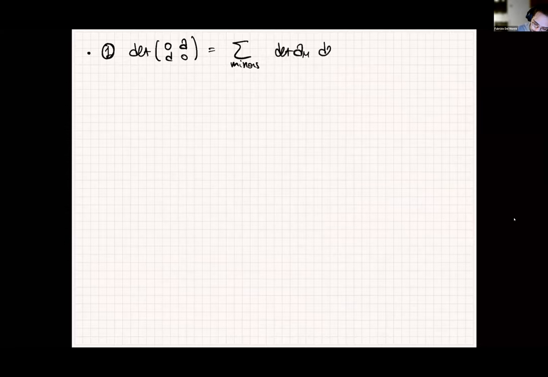Of course, we do not have time to compute the explicit form of the coefficients, but the combinatorial formula is relatively easy to write down. So the first thing to do is to write this determinant of (0 A; D 0) in terms of a sum over its minors. And its minors are just the principal minors of the operator A times the principal minor of the operator D.